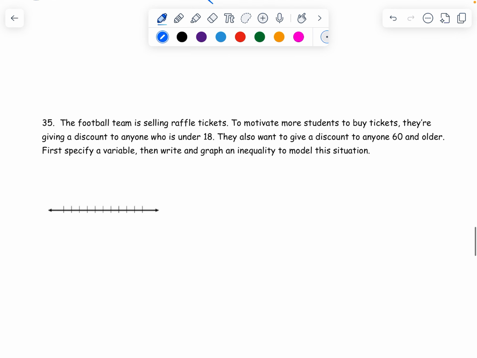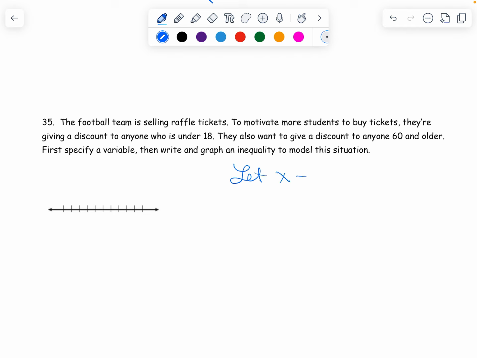The football team is selling raffle tickets to motivate the students to buy tickets. They're giving a discount to anyone who is under 18. They also want to give a discount to anyone over 60. Specify, let X equal the age. So for people who have a discount, people from ages 0 to 18 are going to have a discount. Or people 60 and above.